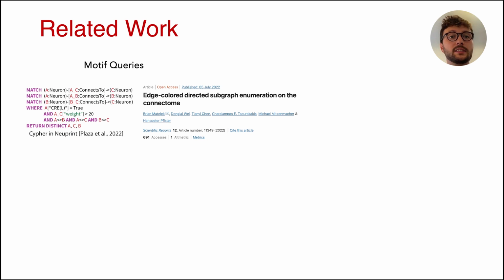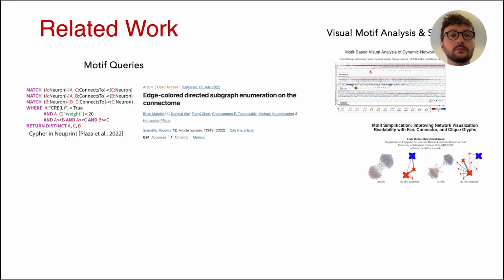Early motif analysis tools for connectomics required writing complex programmatic graph queries in languages like Cypher, or focused on efficient parallel algorithms to enumerate subgraphs in large networks. Other related work shows how to visualize motifs in dynamic networks or visually simplify motif instances using glyphs. However, those visualization approaches do not scale to complex spatial and static graph layouts that we're seeing for connectomics data.